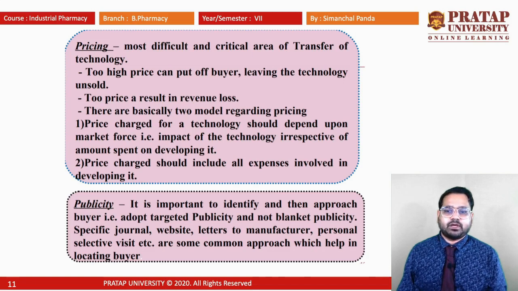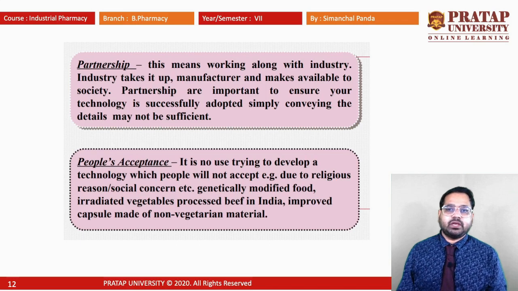Next one is publicity. It is important to identify and then approach the buyer. Adopt targeted publicity and not blanket publicity. Specific journals, websites, letters to manufacturers, personal selective visits, etc. are some common approaches which help in locating buyers. We can improve that in one way.